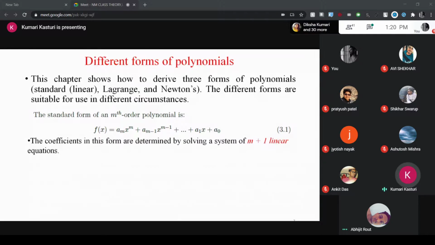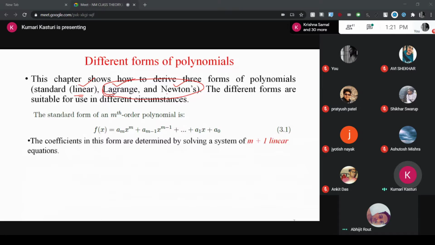Already I have told you how to find a linear polynomial, how to find a Lagrange polynomial, how to find a Newton's polynomial. Actually, these two are the main things we have to discuss in this chapter. Linear polynomial is just a subsection of this polynomial. How to find that one, whenever we discuss it, you will know.